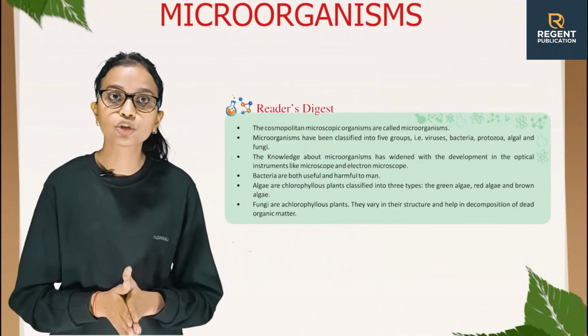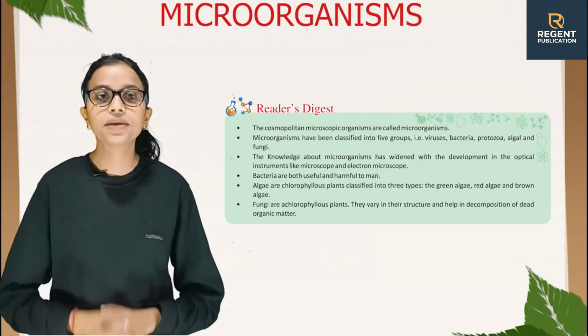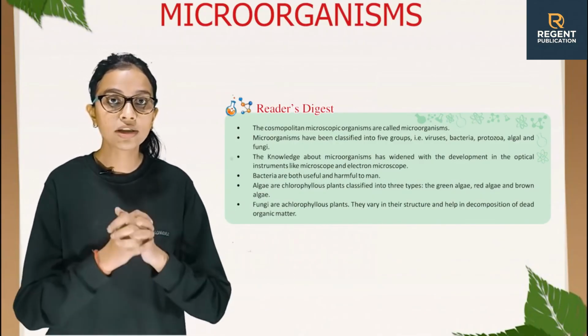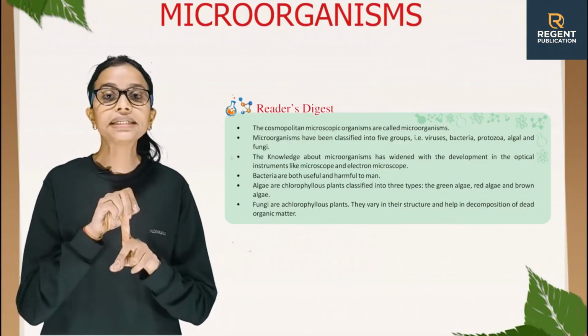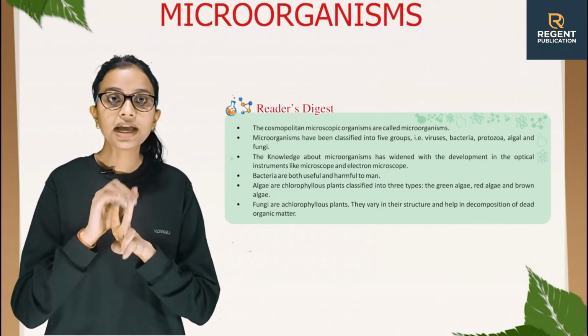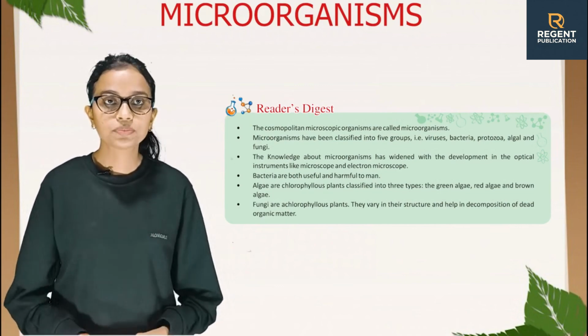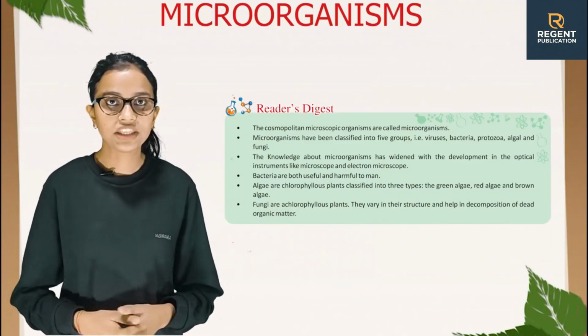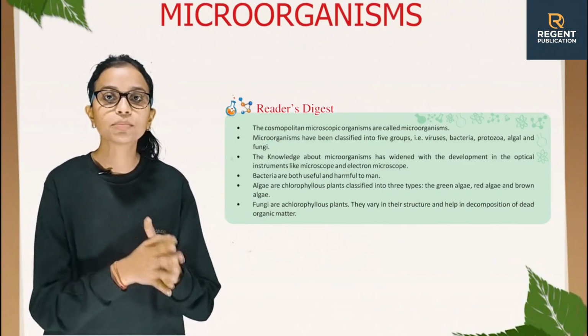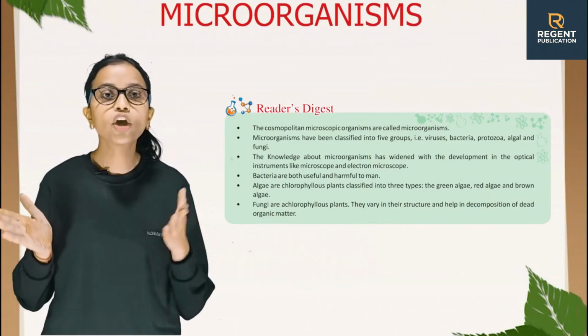Bacteria are both useful and harmful to men. Algae are chlorophyllous plants classified into three types: the green algae, red algae, and brown algae. Fungi are achlorophyllous plants. They vary in their structure and help in decomposition of dead and organic matter.